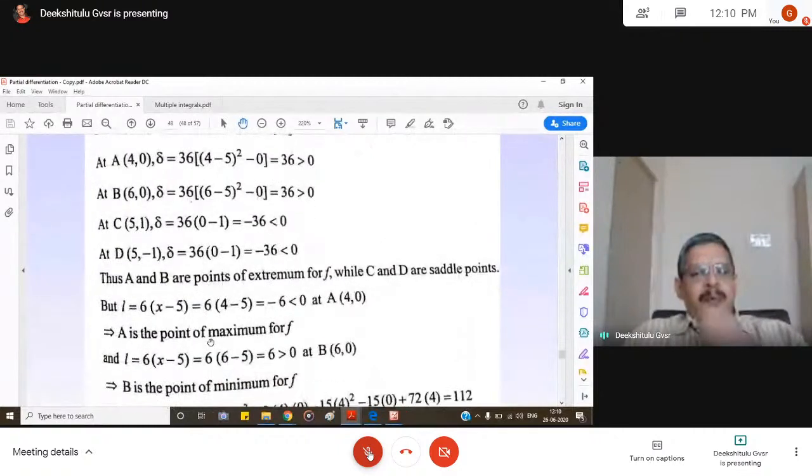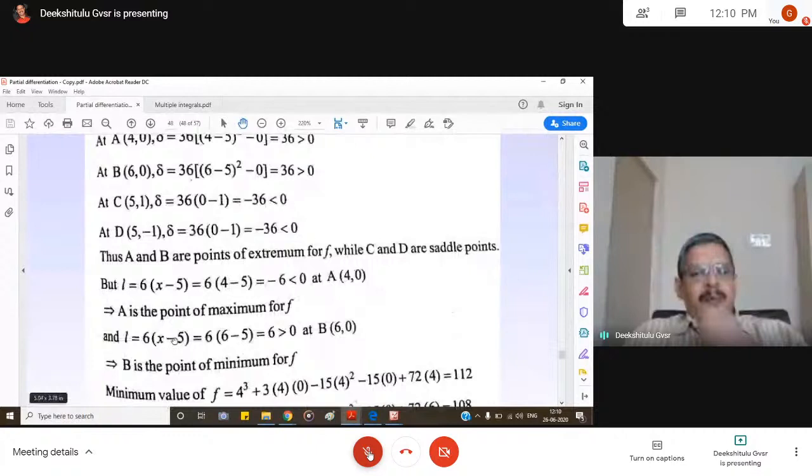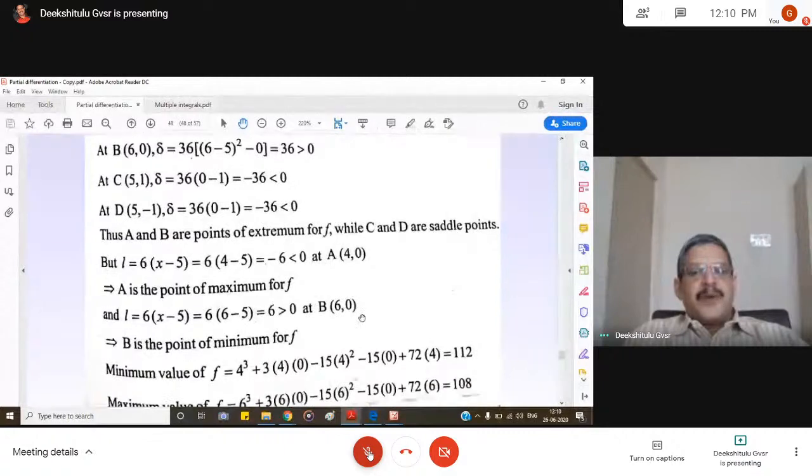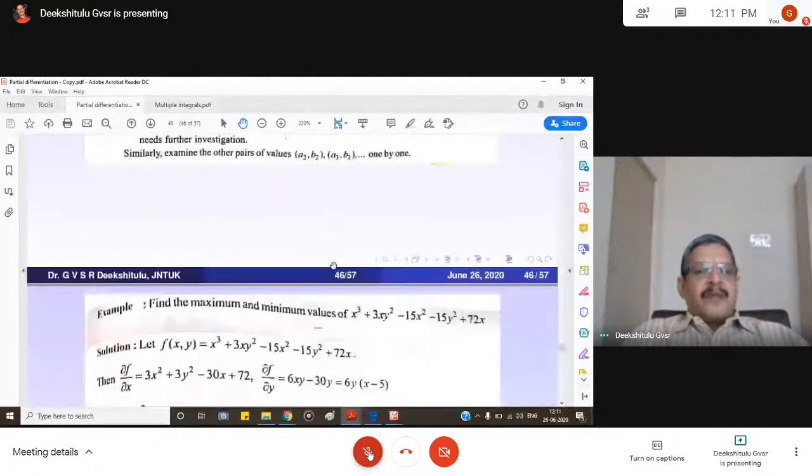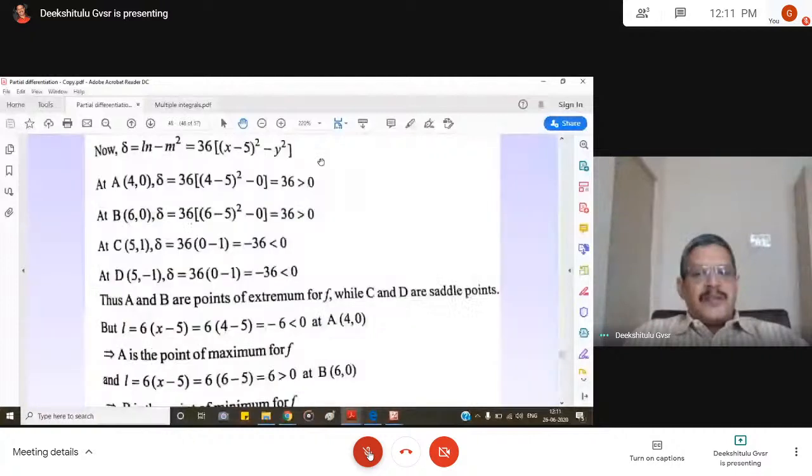A is the point of maximum, because L is less than 0. B is the point of minimum, because L is 6 into x minus 5, and when we put the point it is greater than 0. Whenever L is less than 0, we have an extreme value, a maximum value here. And whenever ln minus m square is greater than 0 and L is greater than 0, we get the minimum value.